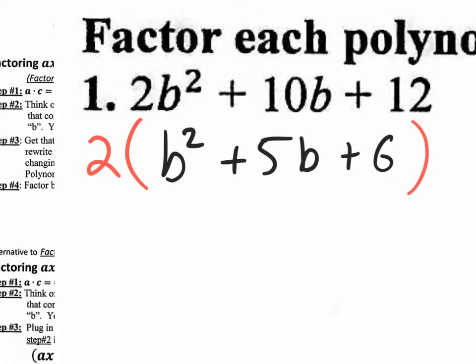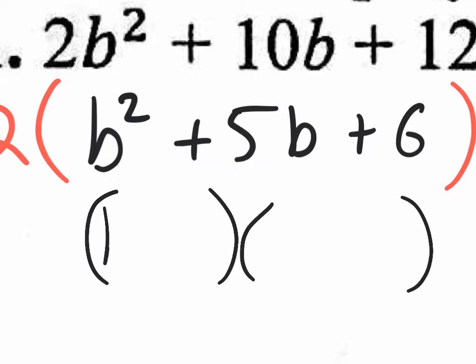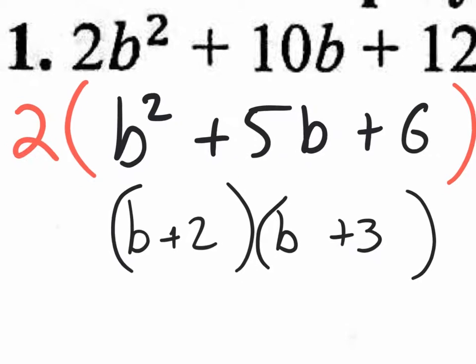And this is a great example of how important it is to pull out a GCF, because if we do pull out that 2, and now we look at the inside of the parentheses, we no longer have a number in front of the b squared. In other words, our a value is now 1, which means that we could use that shortcut, put the b right there and the b right there, because b times b is b squared. So we could set this up and then just think, what times what is 6? That if I combine together is 5. 2 times 3, right? Positive 2 times positive 3. And we factored without doing the long method.